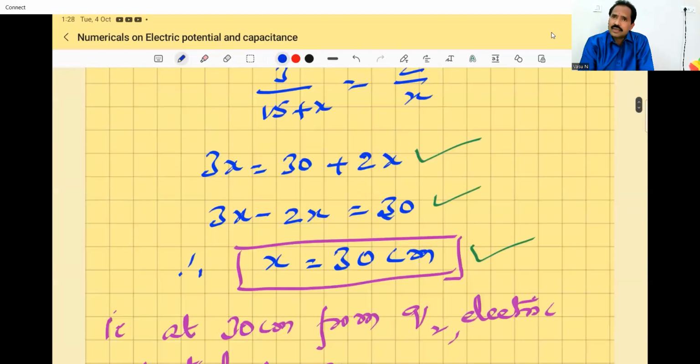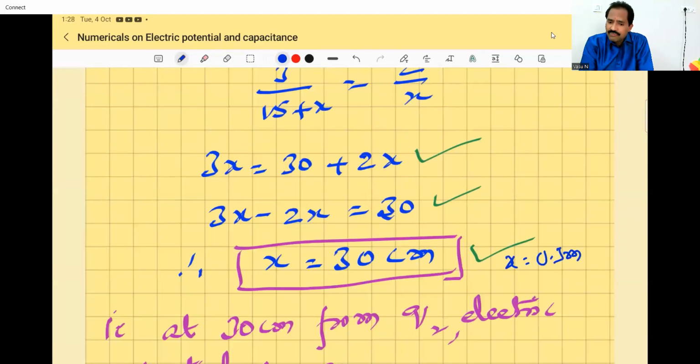What is the unit for distance? Centimeter, because I have taken the values in centimeter. 30 centimeter. Or it can be written as x is equal to 0.3 meter. Look at that, 0.3 meter. Now, what is the answer for this? 30 centimeter or 0.3 meter.